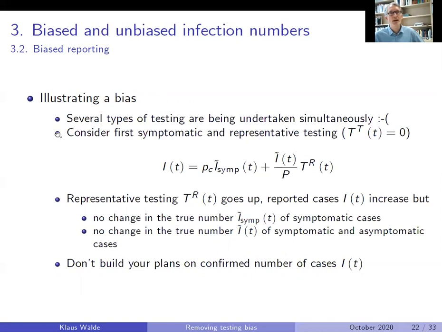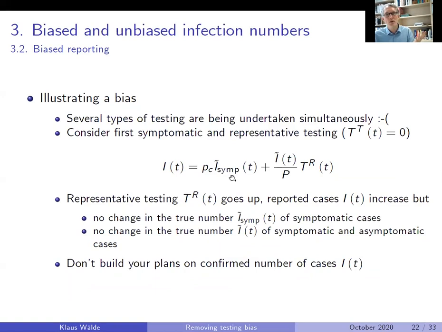So when we first consider symptomatic and representative testing, this is the number of infections that are reported, number of infections coming from symptoms with CoV-2 infection, and representative testing. Now imagine representative testing goes up. So we have more funds and we do more of this. Then the reported cases increase. We are here at a point in time t, so we are on a certain day. And let's imagine we can decide on this day, do we do 10 representative tests or do we do 10,000? Then, of course, on this day, symptomatic cases don't change.